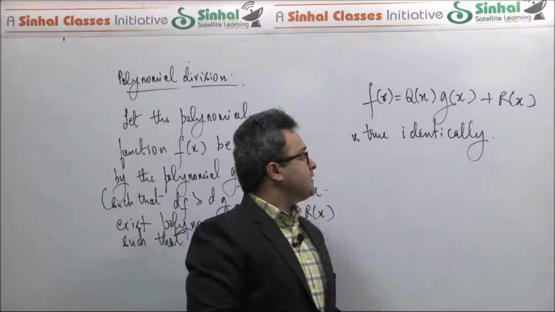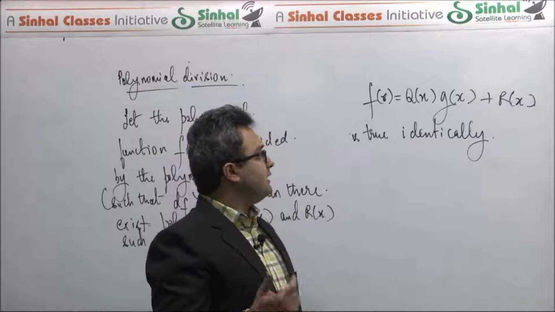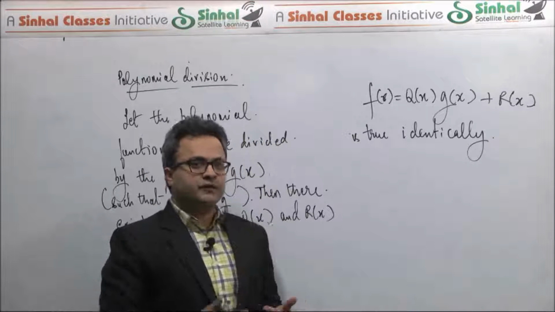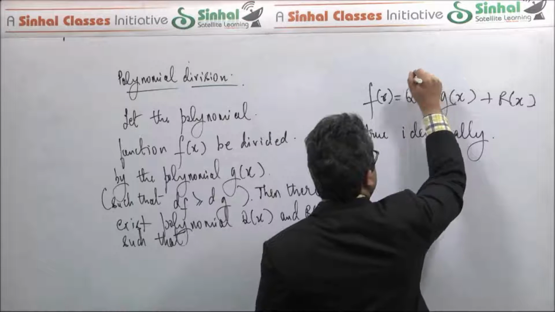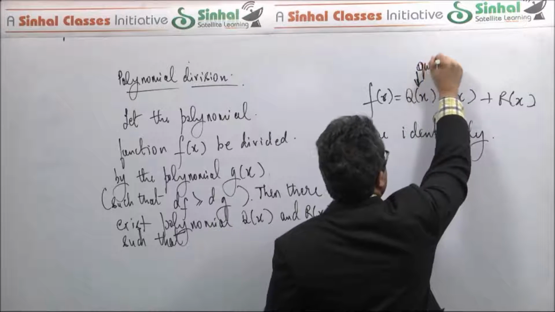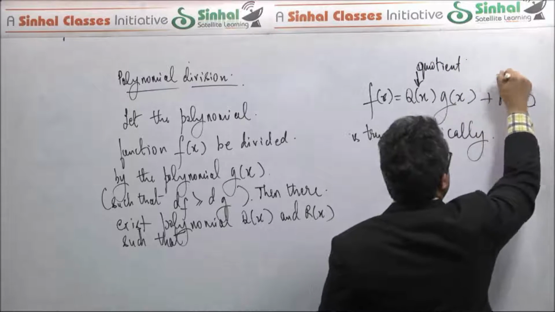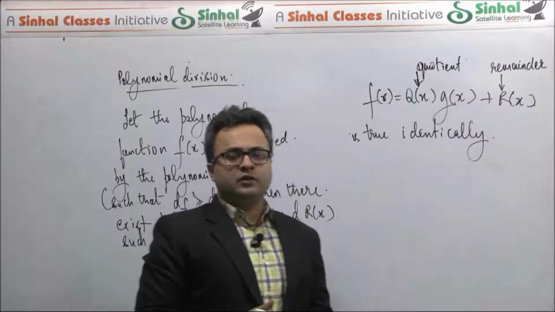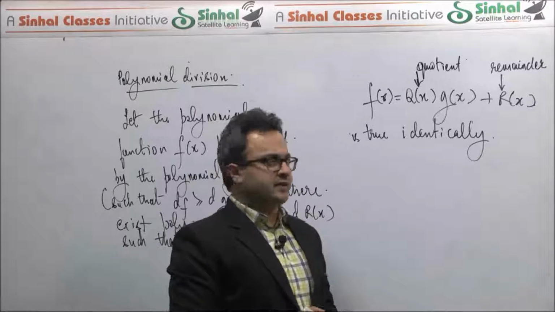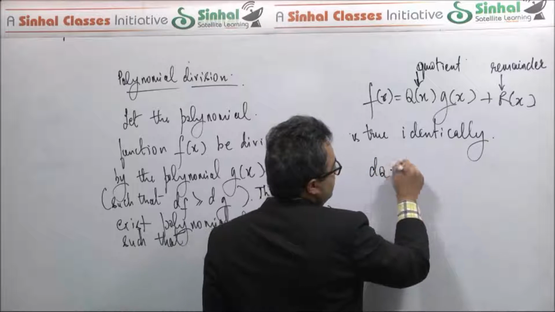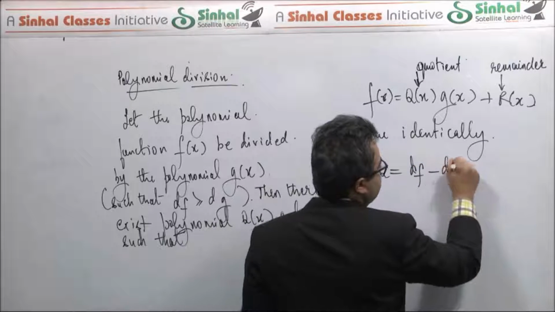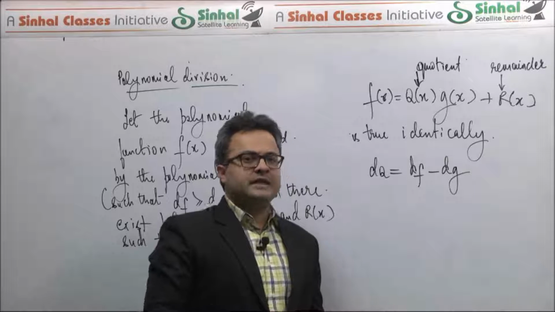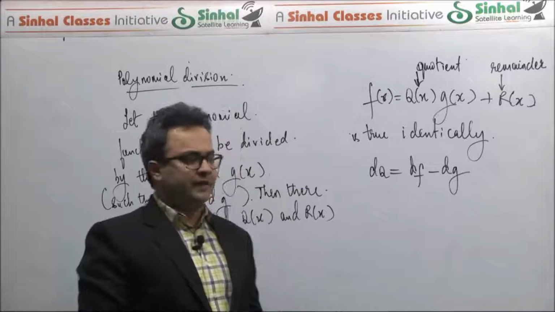Now, two very important observations are with regards to the degree of q of x and r of x. Over here q of x is the quotient, and r of x is the remainder. One thing you can always say is that the degree of the quotient will be the degree of the dividend minus the degree of the divisor. So if you're dividing a fifth degree polynomial by a second degree polynomial, the quotient will be a polynomial of degree 3.